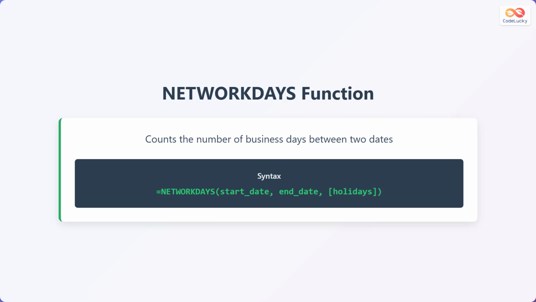The NETWORKDAYS function counts the number of business days between two dates. The syntax for the NETWORKDAYS function is as follows: =NETWORKDAYS(start_date, end_date, holidays). Here, start date is the beginning date, end date is the ending date, and holidays is an optional list of holidays to exclude.